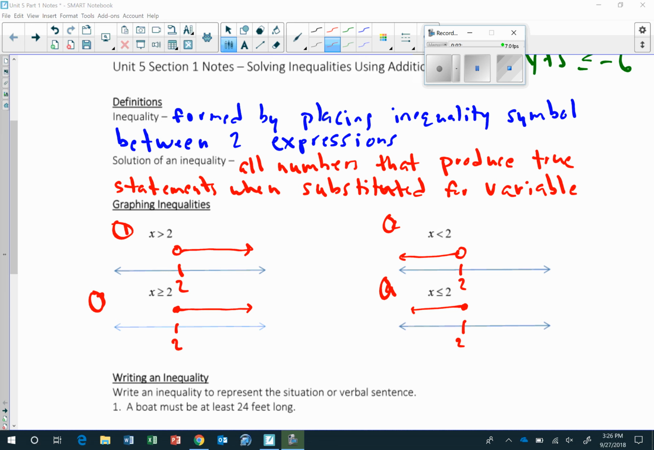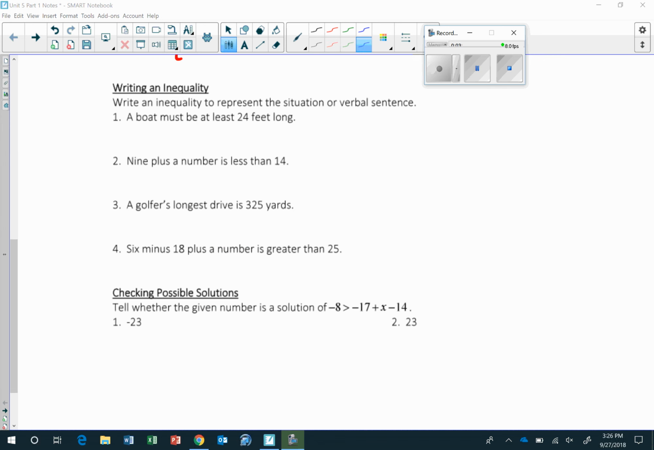So again, if you look at the difference, if it's greater than or less than, it's an open circle. If it's greater than or equal to or less than or equal to, it's a closed circle. Anytime it's greater than, we're pointing our arrow to the right. Anytime it's less than, we're pointing our arrow to the left. The next thing we're going to look at is writing inequalities, which can be kind of tricky. So if you have any issues, make sure you ask your teacher.